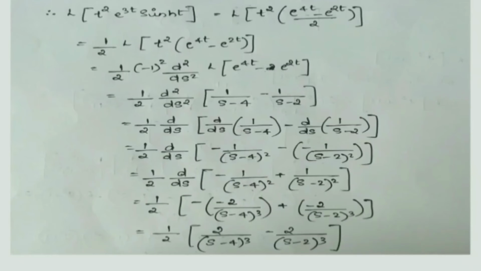Now, we will differentiate these two terms again using the quotient rule. So, 1 by 2 minus of minus 2 by (s minus 4) the whole cube plus minus 2 by (s minus 2) the whole cube. When we differentiate these two terms using the quotient rule, we will get these two terms. Therefore, it becomes equal to 1 by 2 into 2 by (s minus 4) the whole cube minus 2 by (s minus 2) the whole cube.